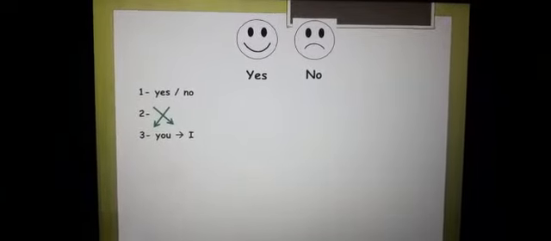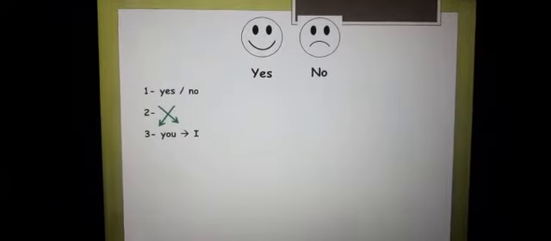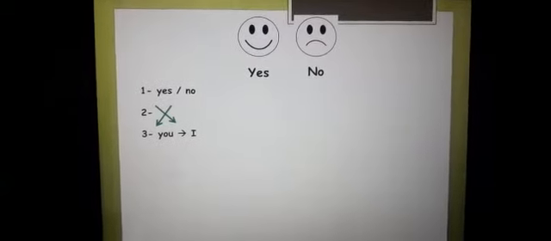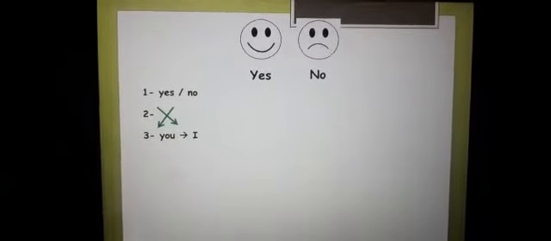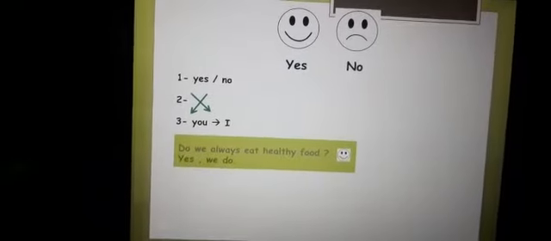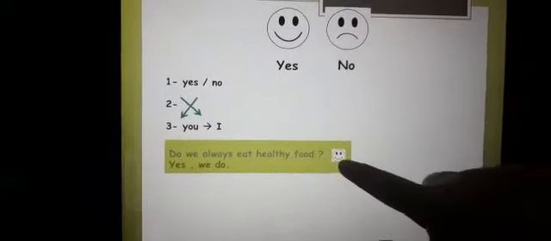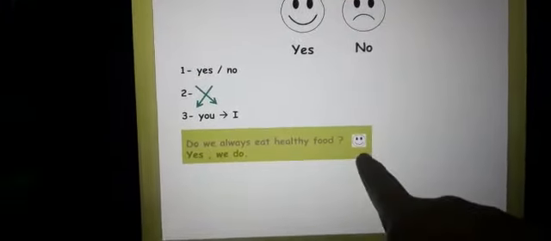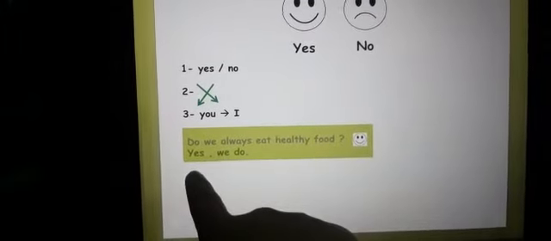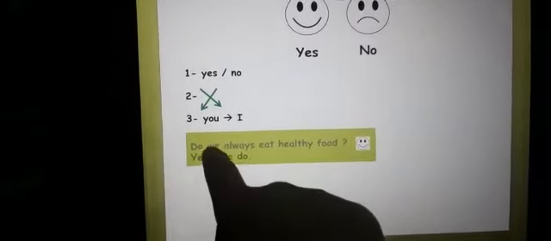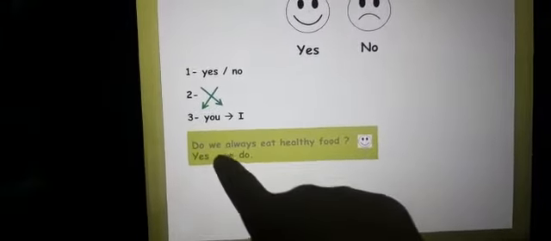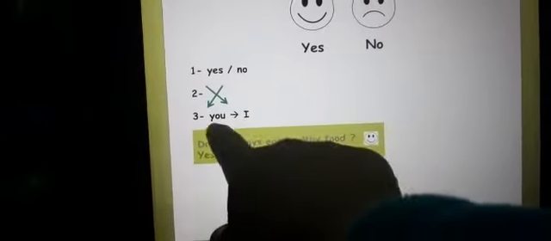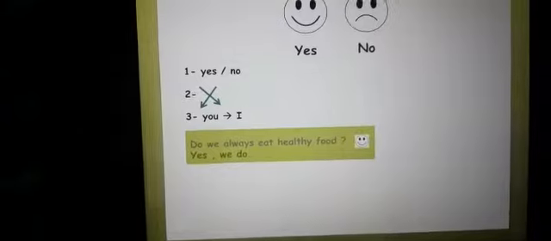Remember, we used to put yes or no, step number one. Then step number two is cross. And step number three, if we have you, we will put I. Do we always eat healthy food and we have this happy face? Step number one is yes or no. So, happy face, I'm going to write yes. And step number two is cross. Cross between we and do. So, we comes first, then do. So, yes, we do. Here we don't have you, so I'm not going to use this one.